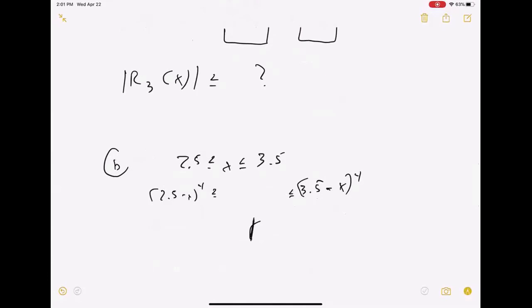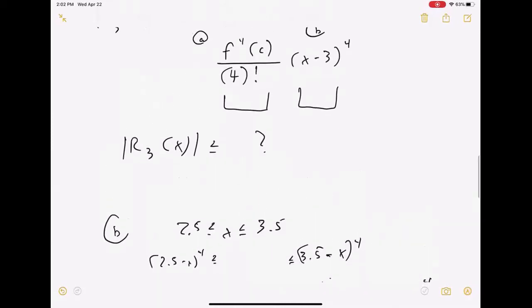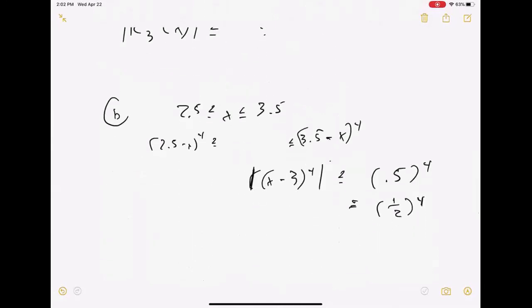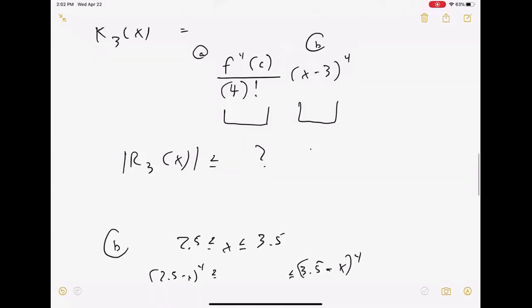In other words, the absolute value of (x - 3)^4 is going to be less than or equal to 0.5^4, and let's write that as (1/2)^4. So this part, B, is less than or equal to (1/2)^4. What about A? Can we find a bound for A?